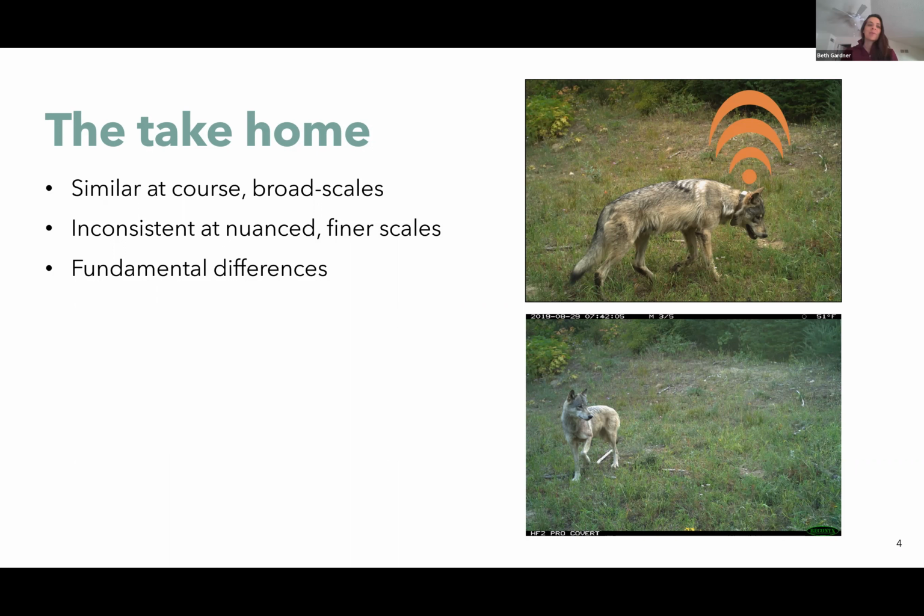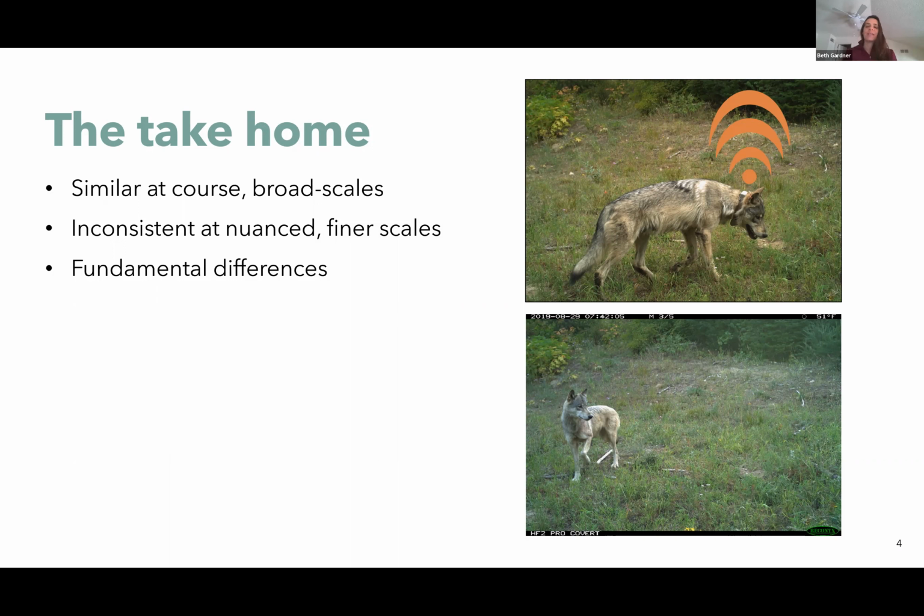So the big picture is we found at a coarse level, we had really similar results between the 2 methods. But when we honed in on a finer scale, we found there were some inconsistencies. That's because there are fundamental differences in how we collect data from animals that are collared versus camera trapped. For example, when you put a collar on an animal, you get a lot of information about that particular animal. When you put a camera out, you get a lot of information on different animals, but maybe not as much about one species.